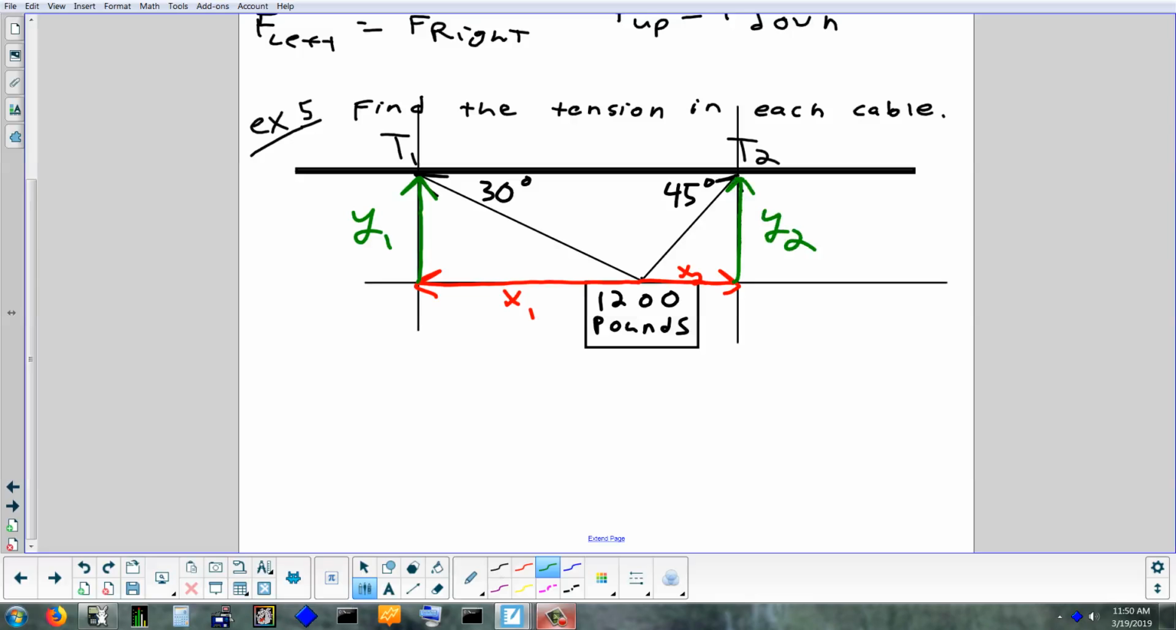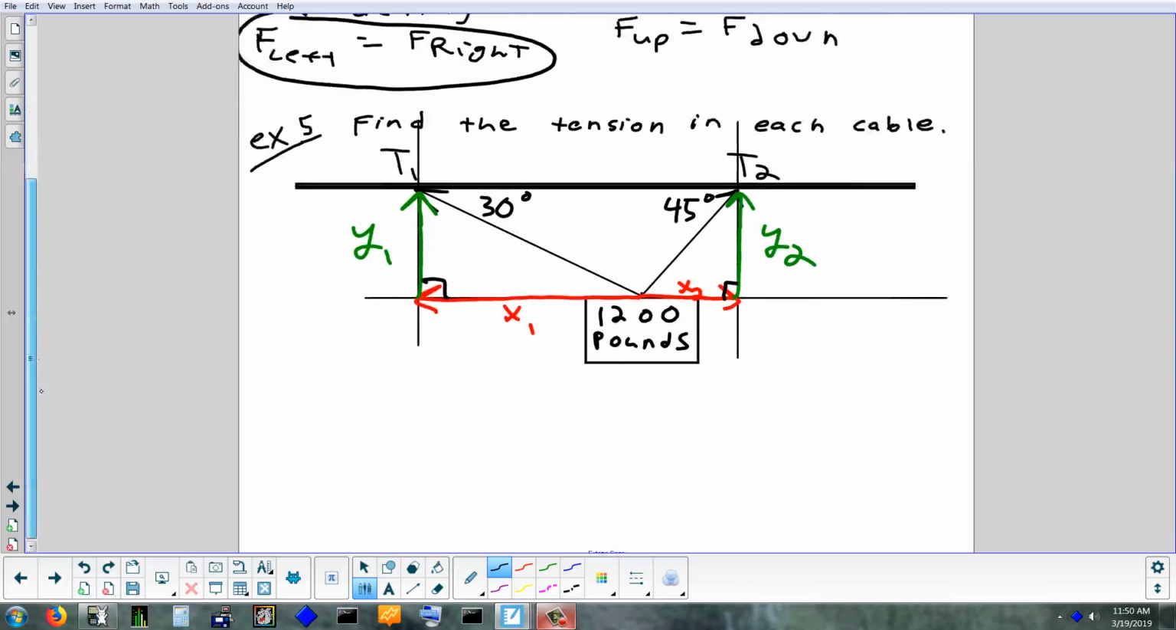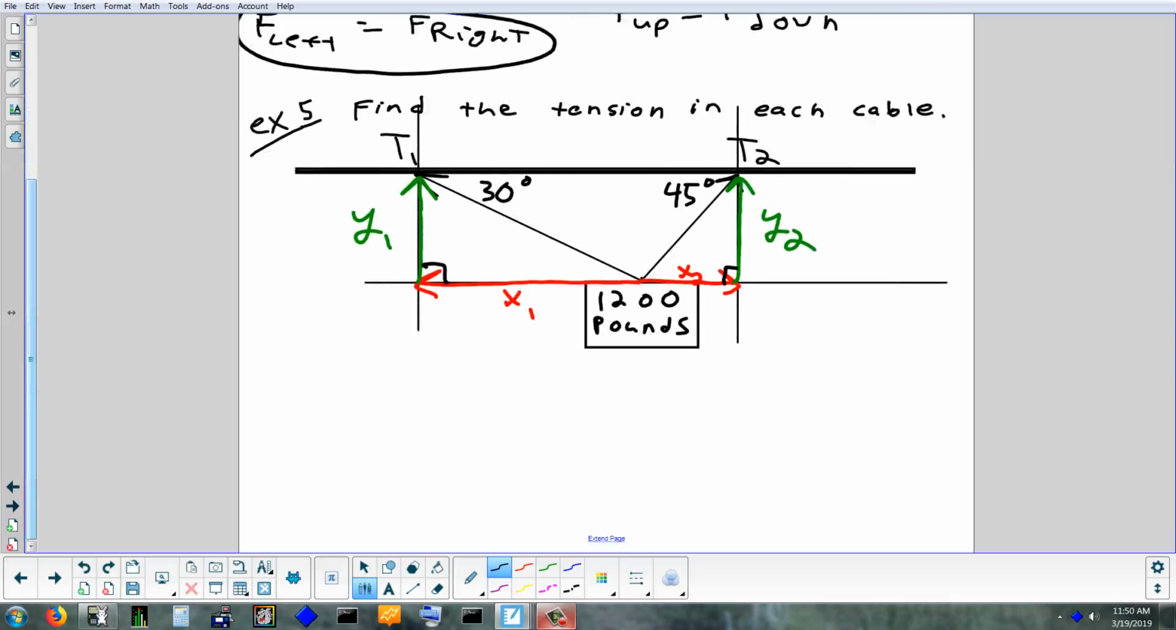All right. So now I'm just going to make those right angles. You probably already do. All right, so let's fill this in. We're not even going to have to use sine and cosine yet. I'm just going to use labels x1, x2, y1, and y2. And the 1,200 pounds, because that's important too. Okay, what's the only force in that diagram that's pulling straight to the left?